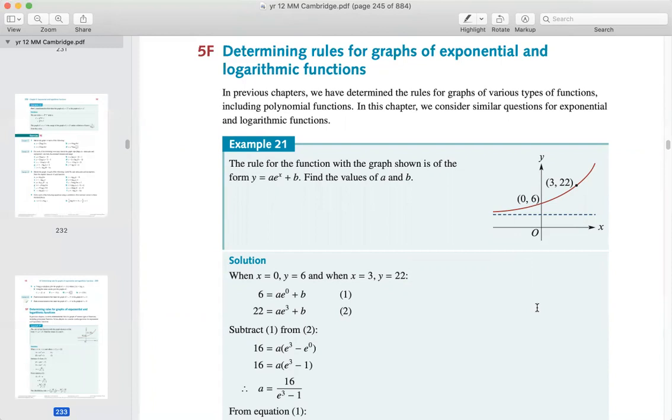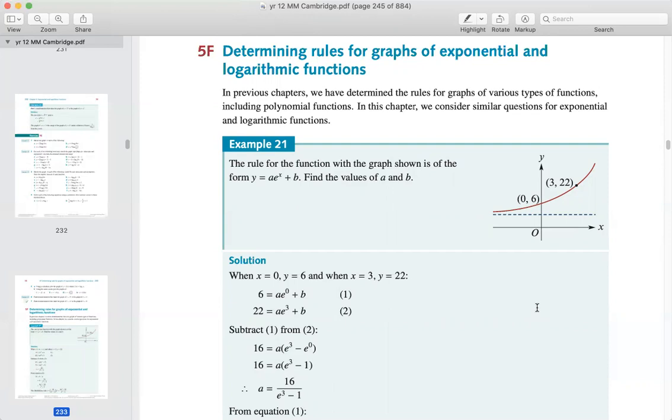And again, for this type of problem, the strategy is the same. We just substitute numbers in and solve simultaneous equations. Okay, and we use example 21 to illustrate my point. So first we have y equals a e to the power of x plus b, and we got 2 points, which are (0, 6) and (3, 22).